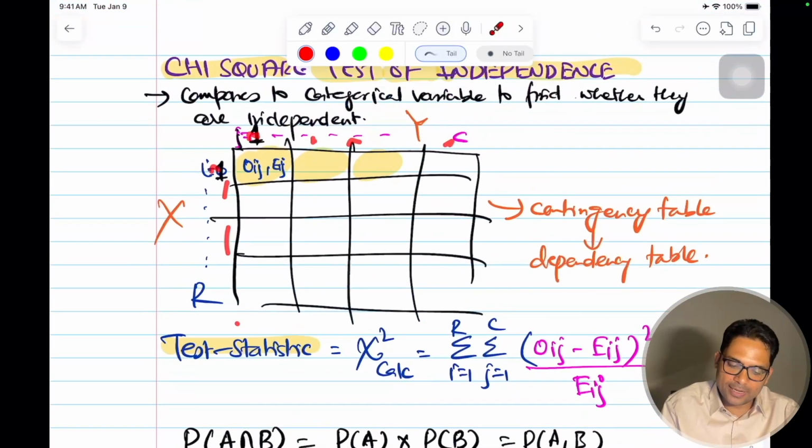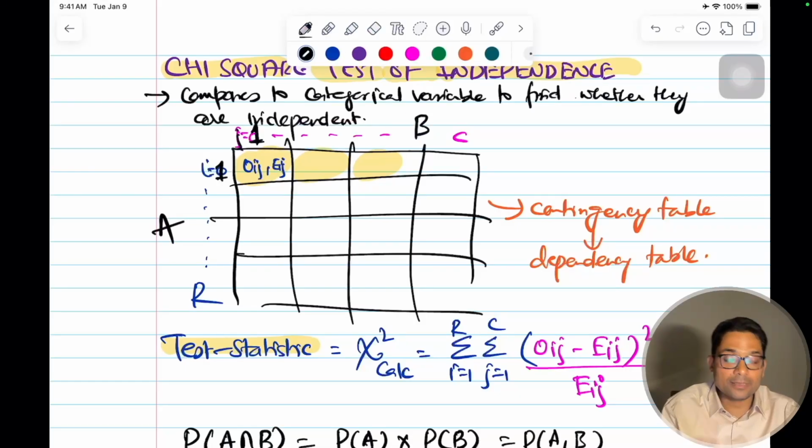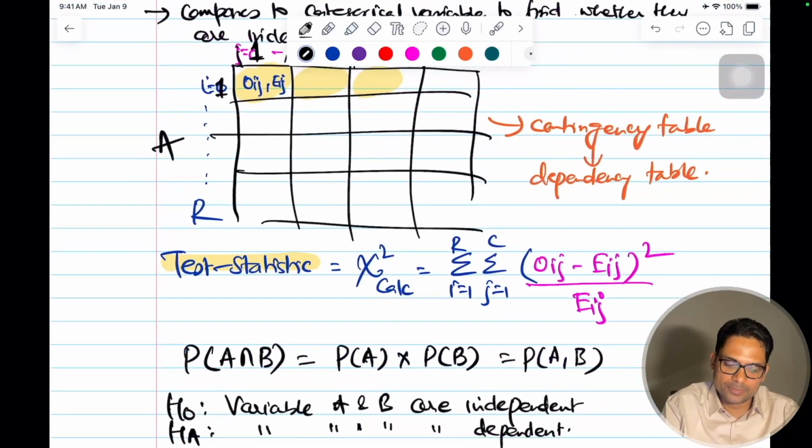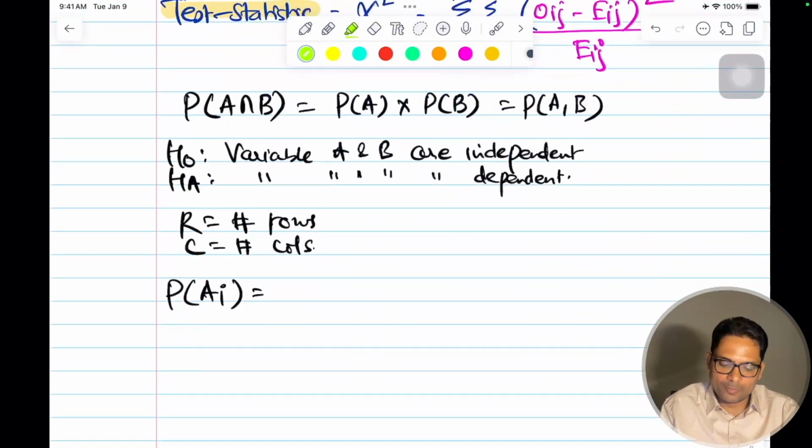So probability of A_i, probability of the ith category for A, this is A and this is B. So instead of X and Y, I'll write the consistent notation. This is A and this is B. Say on the row I have A and on the column I have B. Let me highlight this so we don't confuse. Let me use another color so that it is not lost. We'll come back and refer again.